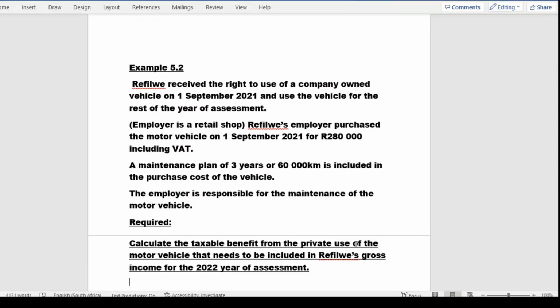But example 5.2 goes as follows. Refill will receive the right to use the company-owned vehicle on the 1st of September and the use of the vehicle for the rest of the year. That's a 12 month period. The employer is a retail shop. The employer purchased the motor vehicle on the 1st of September 2021 for 280,000 rand, including the VAT. There's a maintenance plan for 3 years for 60,000 kilometers, which is included in the purchase price of the vehicle. And then the employer is responsible for the maintenance of the motor vehicle.